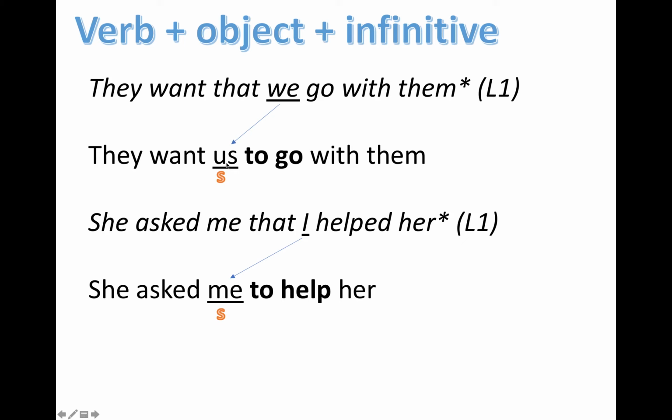Always use the object pronoun plus infinitive. Me pidió que la ayudara. Español. Me pidió que la ayudara. I translate, she asked me that I helped her. This is Spanish. She asked me, I becomes the subject now, and we have to use the object form of the pronoun. She asked me to help her. Okay? And that's all.